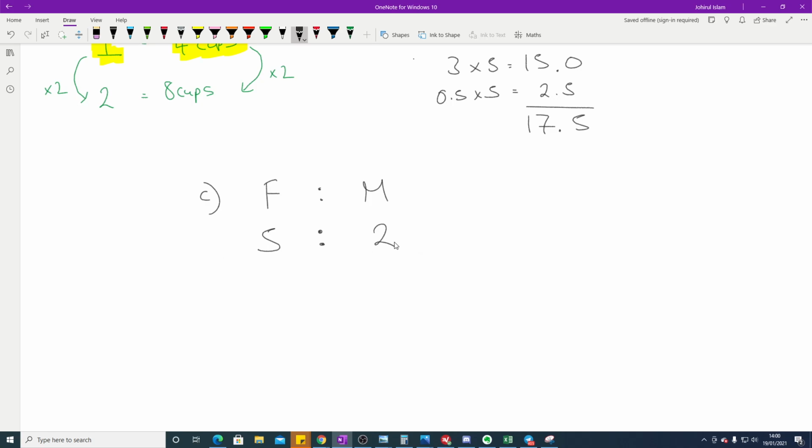And remember, ratios represent the number of parts. So in this recipe, there are 5 parts of flour to 2 parts of milk. The question says that there is a total of 21 cups used in this recipe. Now we can use this ratio to work out how many of those 21 cups will be flour and how many will be milk. So how do we do that? Firstly, we add the number of parts up. If you add the 5 parts with the 2 parts, that gives you a total of 7 parts.